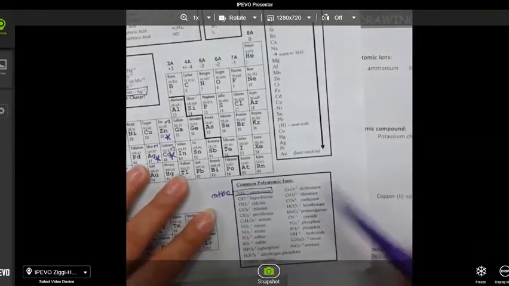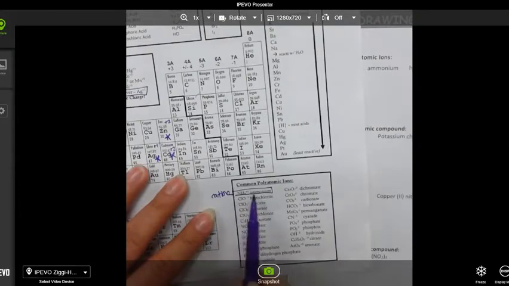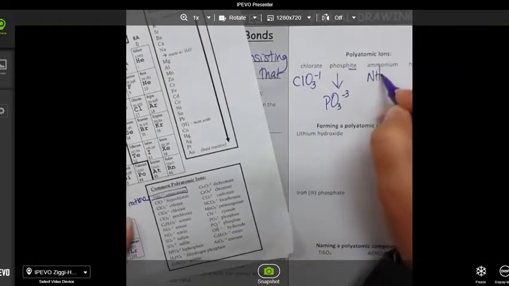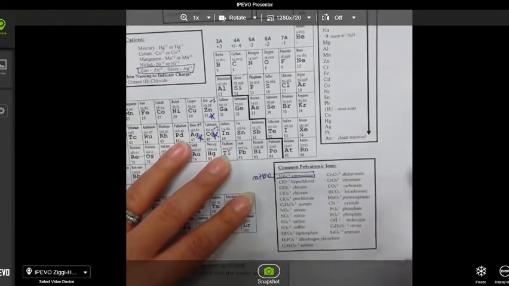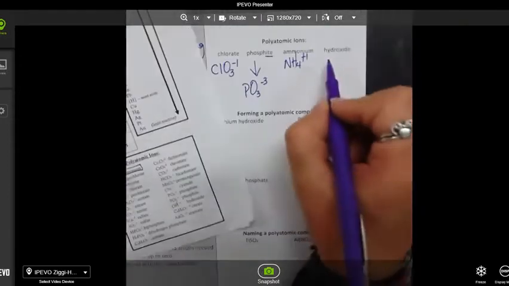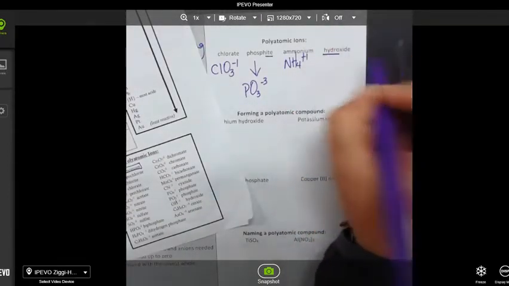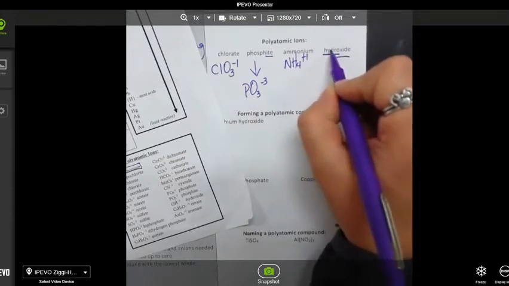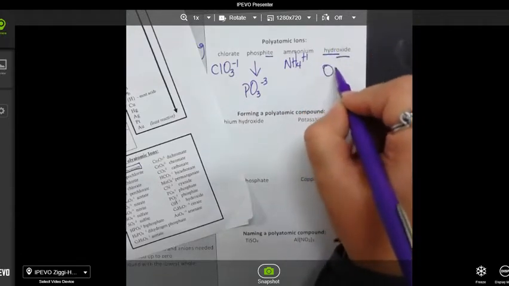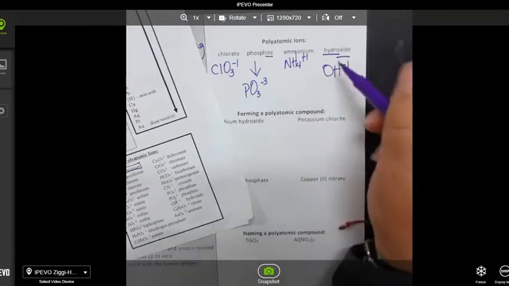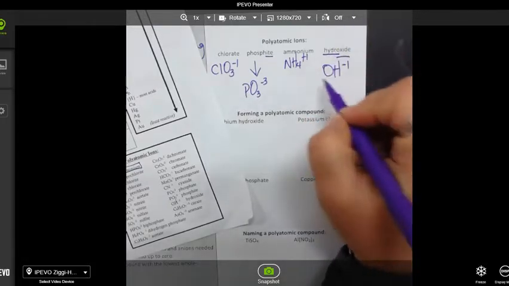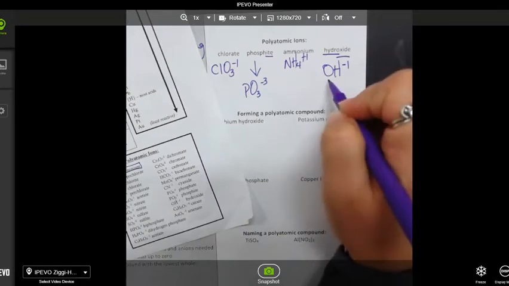Okay. Next one is ammonium. This is the one that's different, the one that's positive. So ammonium is NH4 +1. And then hydroxide is the last one that we're going to be looking for. Hydroxide is right here. Hydroxide is unique because hydroxide sounds like hydro and oxide, and that's exactly what it is. Hydroxide is OH -1. Now you need to be careful with hydroxide because it's not a single hydrogen, it's not a single oxygen, it's hydrogen and oxygen together.